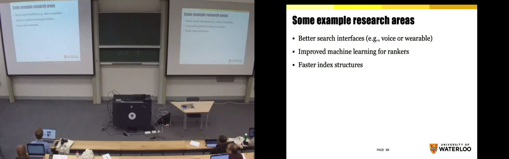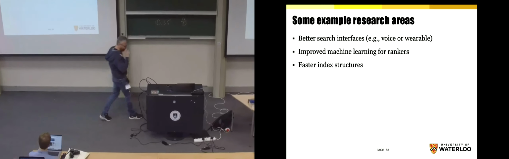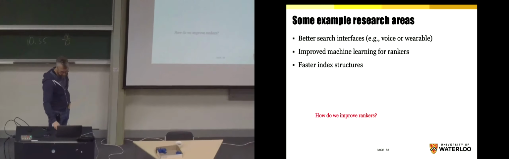And I'm not going to talk about it. I actually had some material about faster index structures, but I cut that because I'm already way over. But we'll look now at improved machine learning for rankers and how we do that. Okay. So how do we improve rankers?